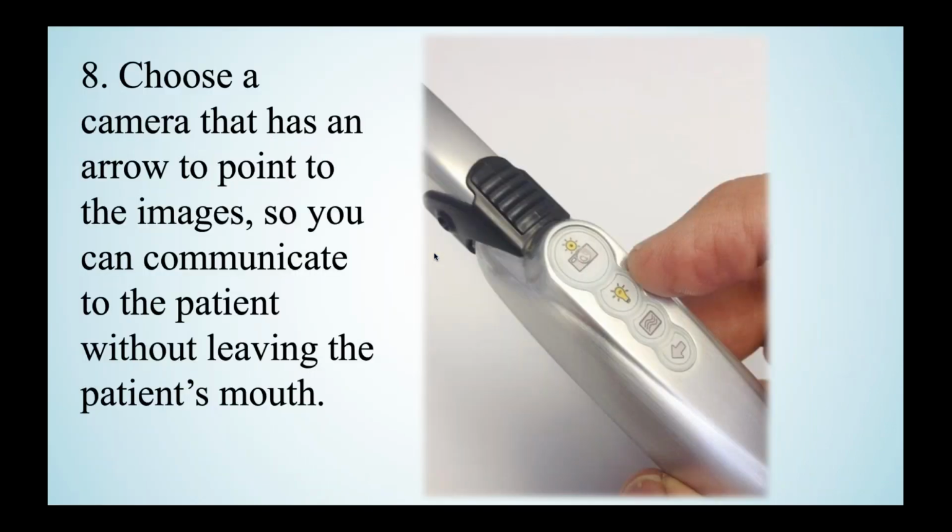Now, here's some that you may not be aware of, and that is that choose a camera that has an arrow to point to the image so you can communicate to the patient without leaving the patient's mouth. When you say, hey, look at that crack there, and they can't see where to look, or hey, look at that fistula there, or hey, look at that abfraction, or whatever it is you're showing. So pick one that has an arrow.